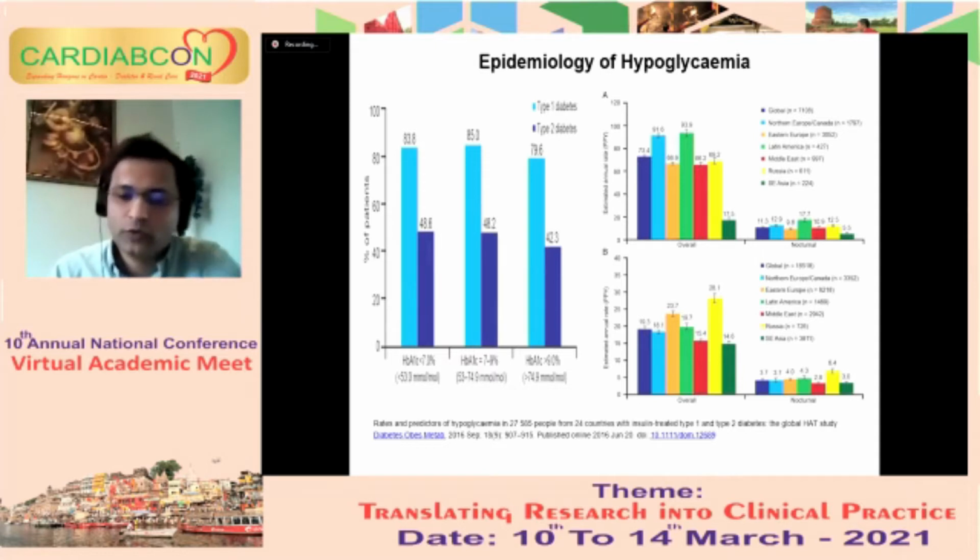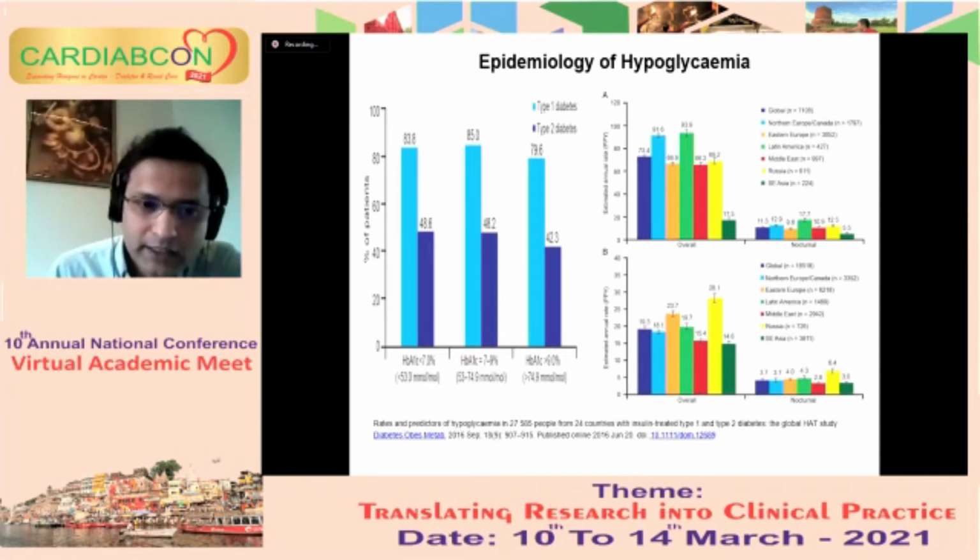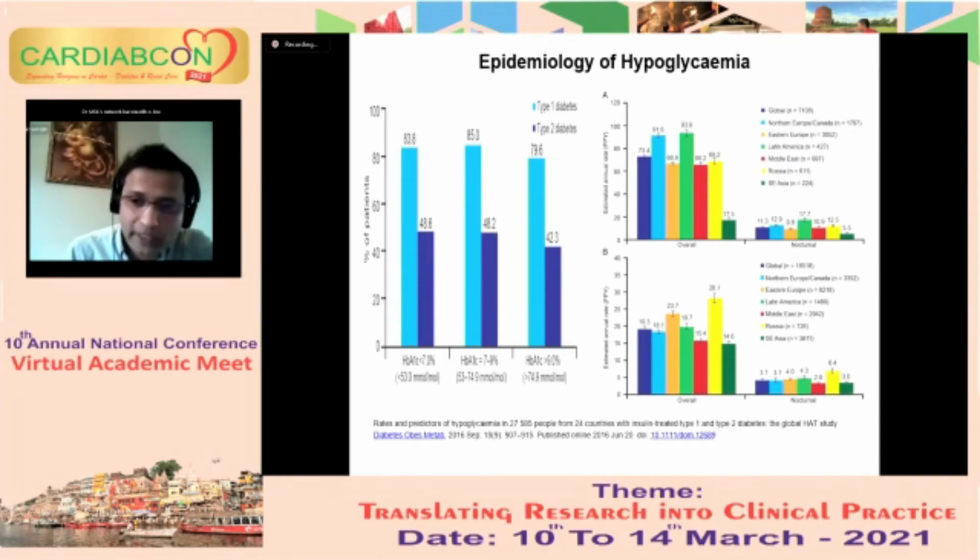What was more alarming, if you see on the left of the slide, is that no matter what your HbA1c is, you can still have hypoglycemia. In type 1 and type 2 diabetes, the occurrence of hypoglycemia was fairly stable. Obviously, it was more in type 1 diabetes because of the insulin effect. But even in patients with good control, like an HbA1c of less than 7%, or suboptimal control, like an HbA1c of more than 9%, hypoglycemia was still a very striking feature.